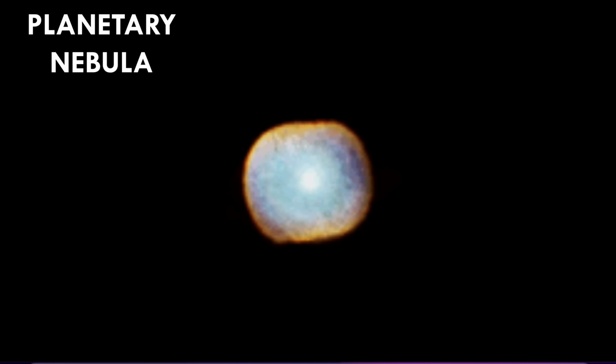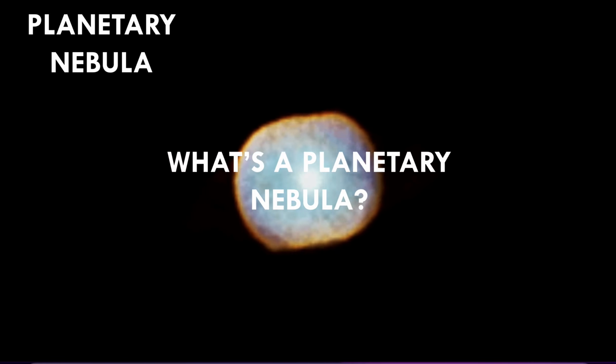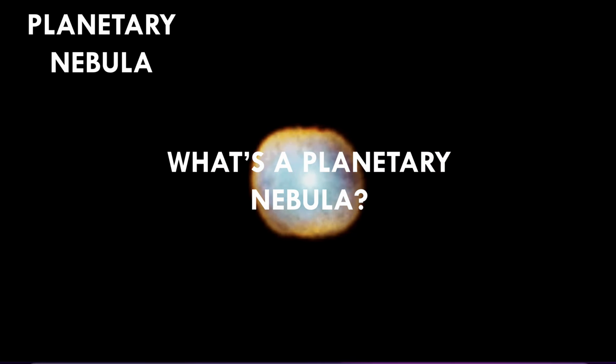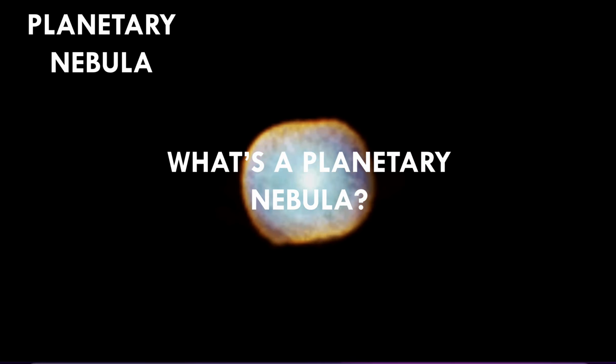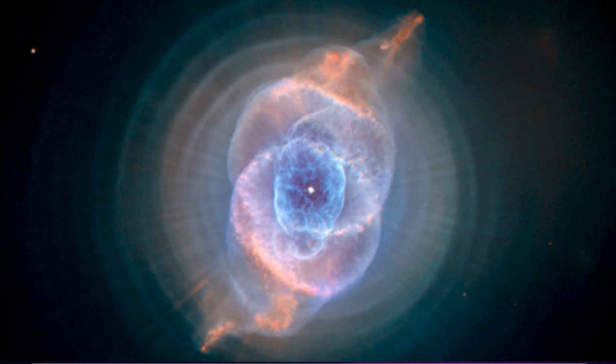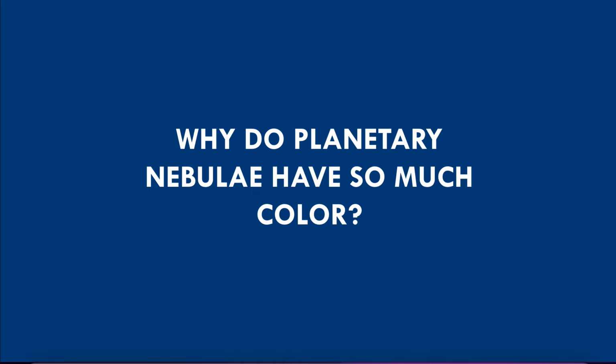Wait, what's a planetary nebula? A planetary nebula is gas forming in a ring shape around a dying star. Planetary nebulas can be in various colors, especially in bright hues of red, blue, and green. Most are blue-green in natural color. Professor Mega, why do planetary nebulas have so much color? Hold your curiosity and I'll explain.